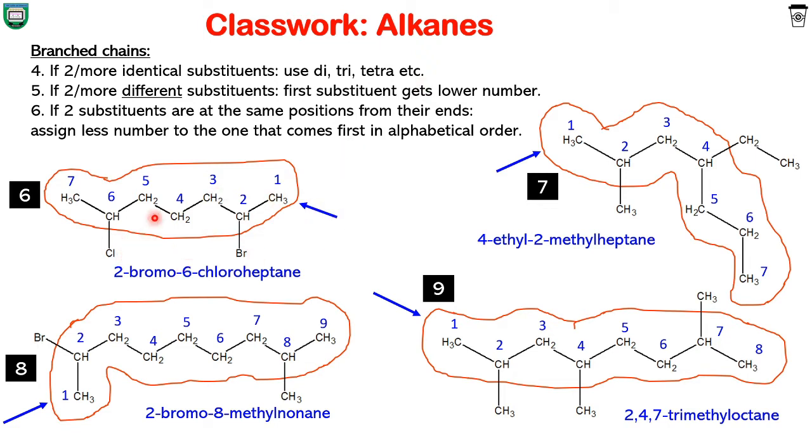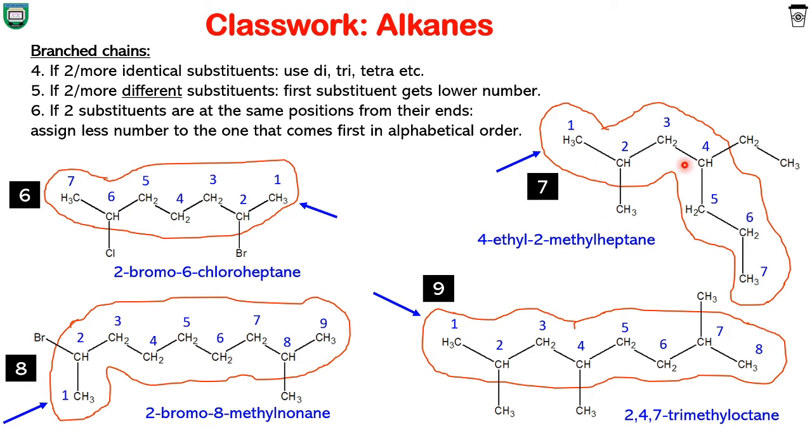So we are naming the 6th molecule, we are numbering it from right to left. So for these substituents, first we write 2-bromo and then 6-chloro-heptane, because there are 7 carbon atoms, and this is an alkane. Because we are following alphabetical order, right? Bromine comes first, that is a B, then chlorine, C.